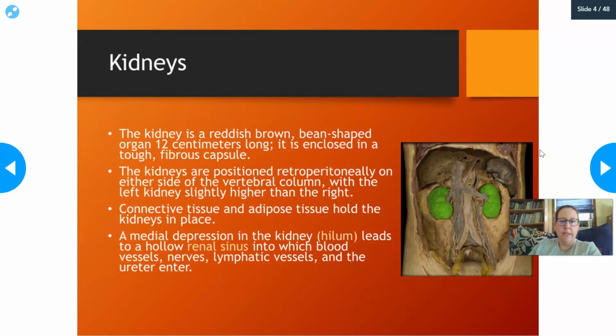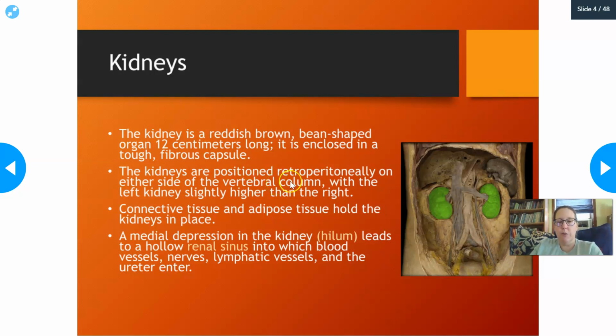Okay, so the kidney is a reddish-brown, bean-shaped organ. It's about 12 centimeters long, so probably close to the size of your hand, probably a little bit smaller though. It is enclosed in a tough, fibrous capsule. Here in this cadaver dissection, they're highlighted in green, but normally they would be that dark brown, really kidney bean color.